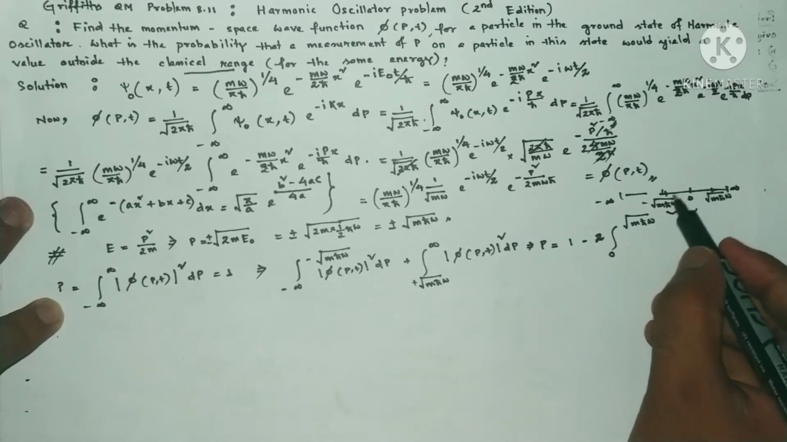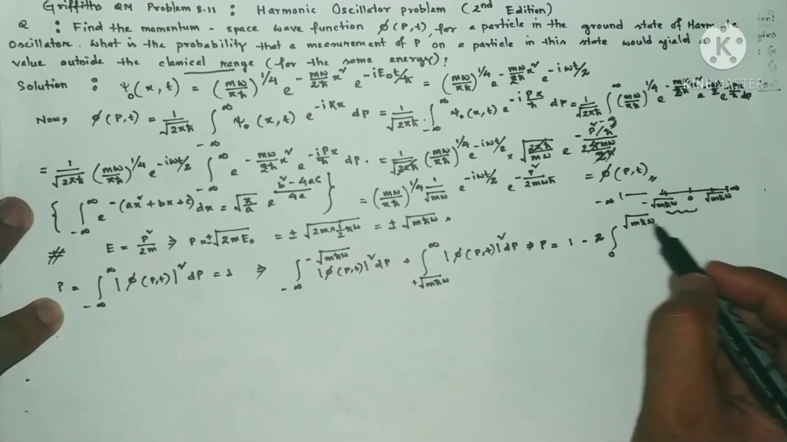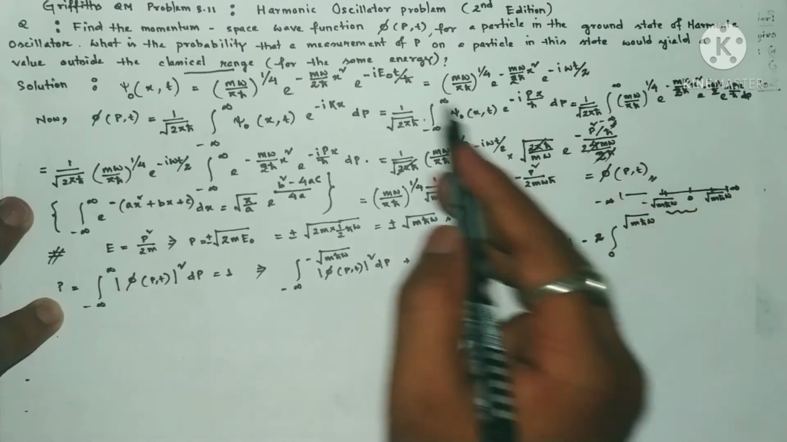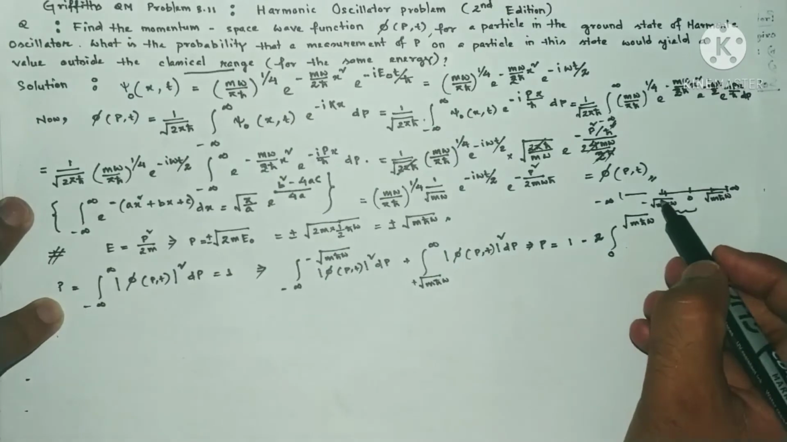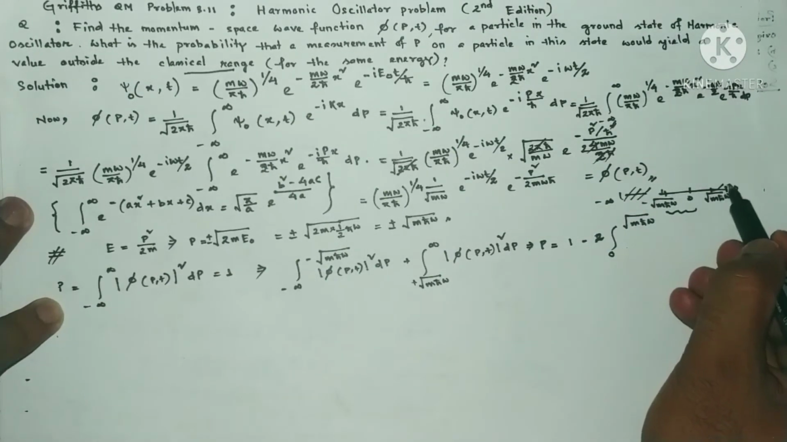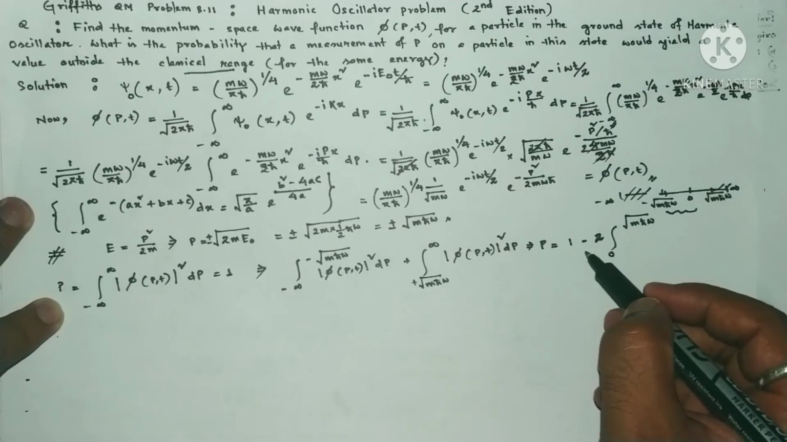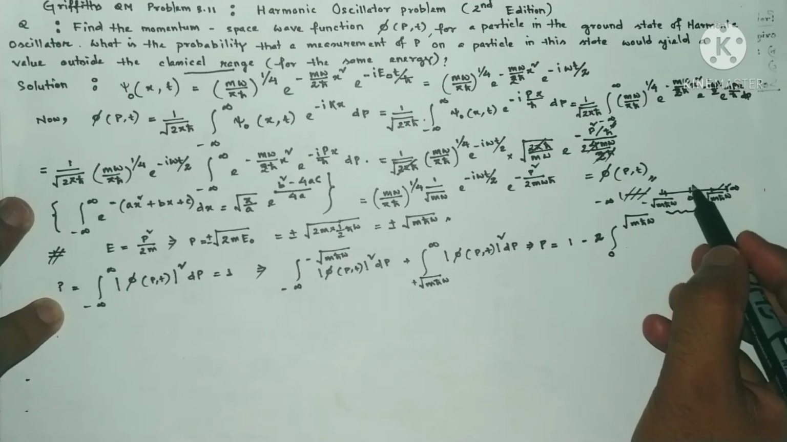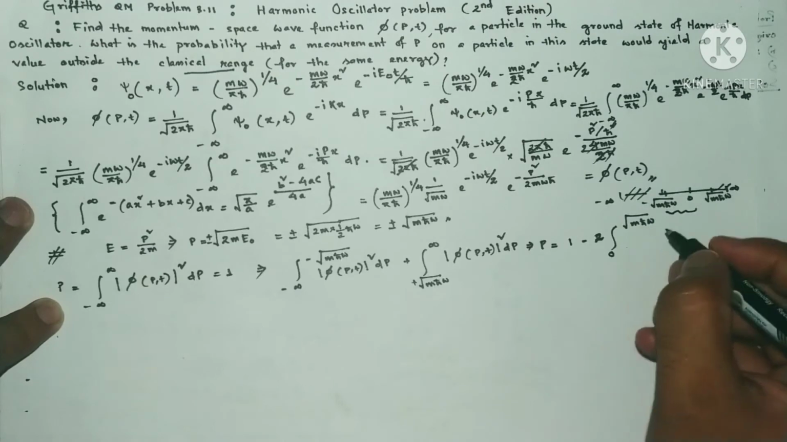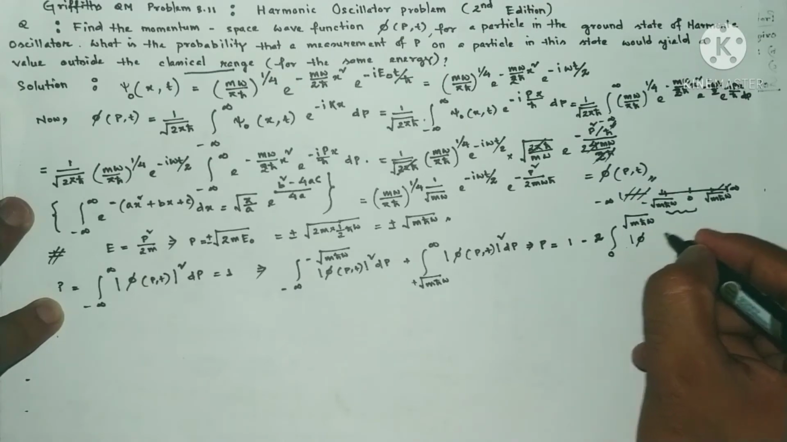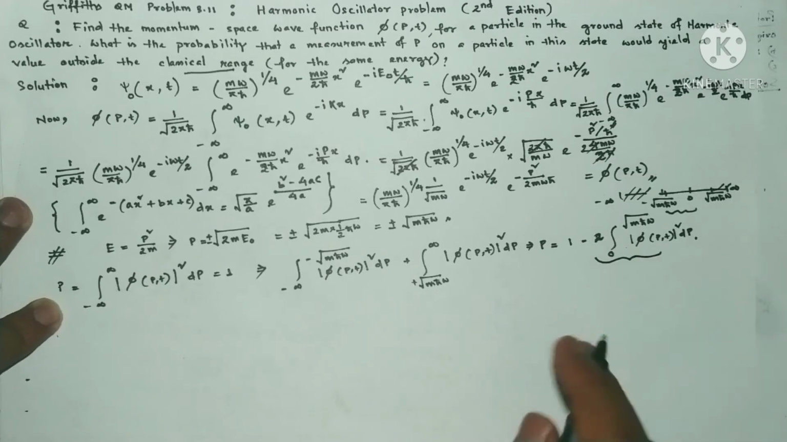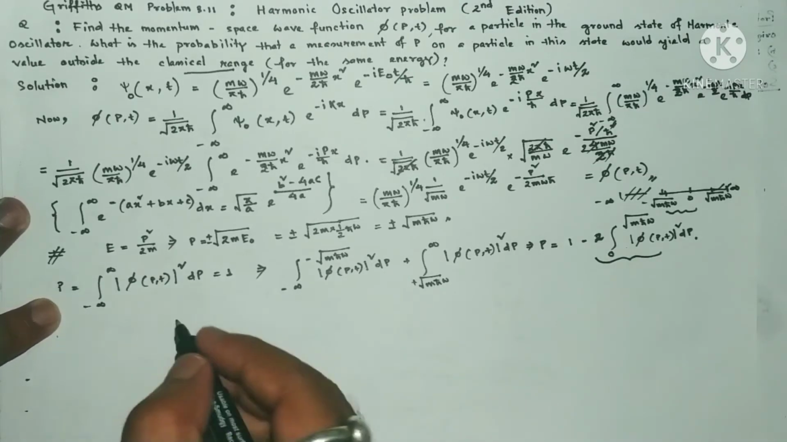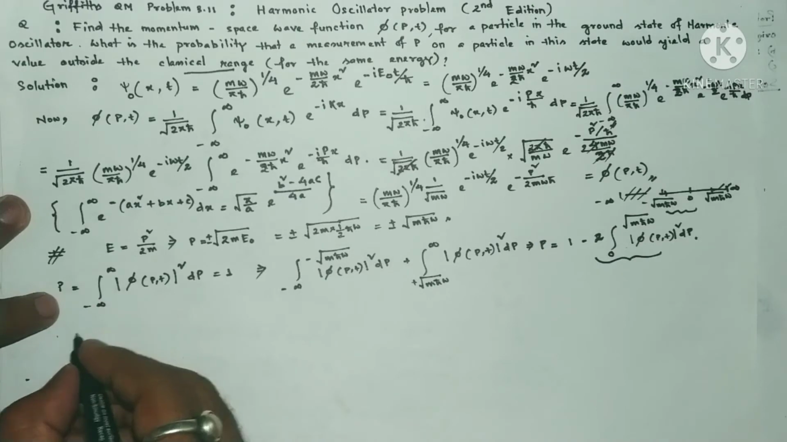So this portion we have to exclude from total probability, because we want to find the probability that the measurement of p on a particle in this state would yield a value outside the classical range. So in this region we want, right? Then we have to exclude, 1 minus this region, then we will be getting the other two regions, right? So this is phi p comma t dp, right? So we need to find this first. If we find this first, we will get the probability, right? So let us take this.